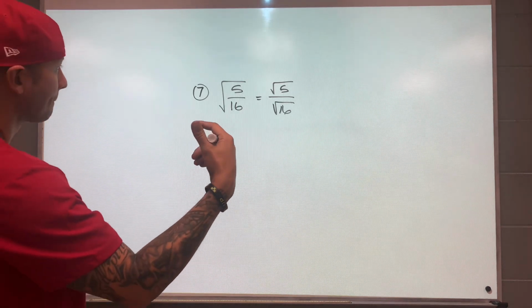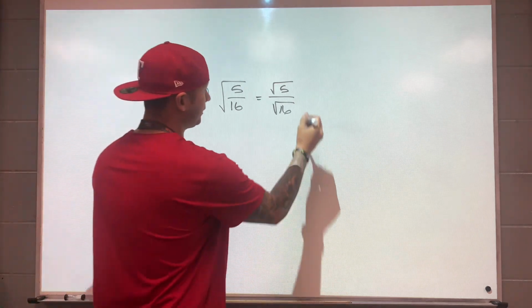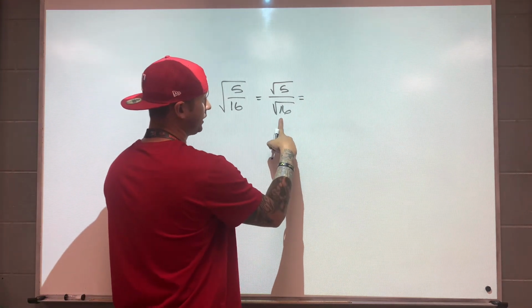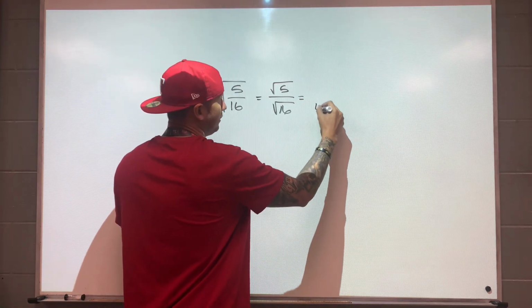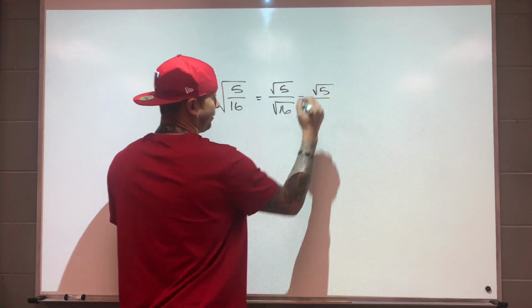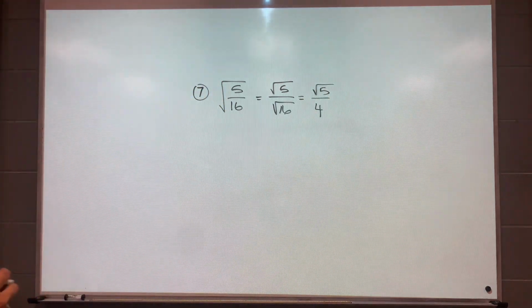And this is nice because look, the denominator, we don't want to leave any fractions. So rationalize the denominator is what that's called. So square root of 16 is a perfect square. That's it. That is it. Okay.